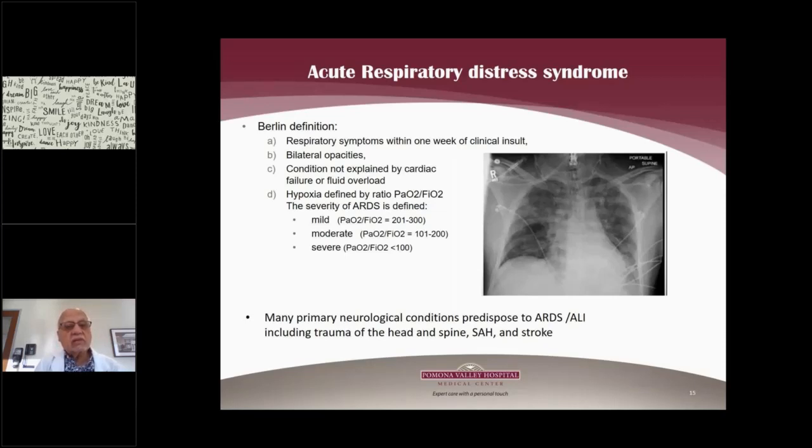So ARDS progresses very rapidly and has to be taken care of. Otherwise, it could be fatal if not supported by mechanical ventilation. A lot of the neurological events may lead to it, like trauma of the head and spine, subarachnoid hemorrhages, even acute stroke, and like aspiration, pneumonias, etc., can lead to progression or starting of ARDS.